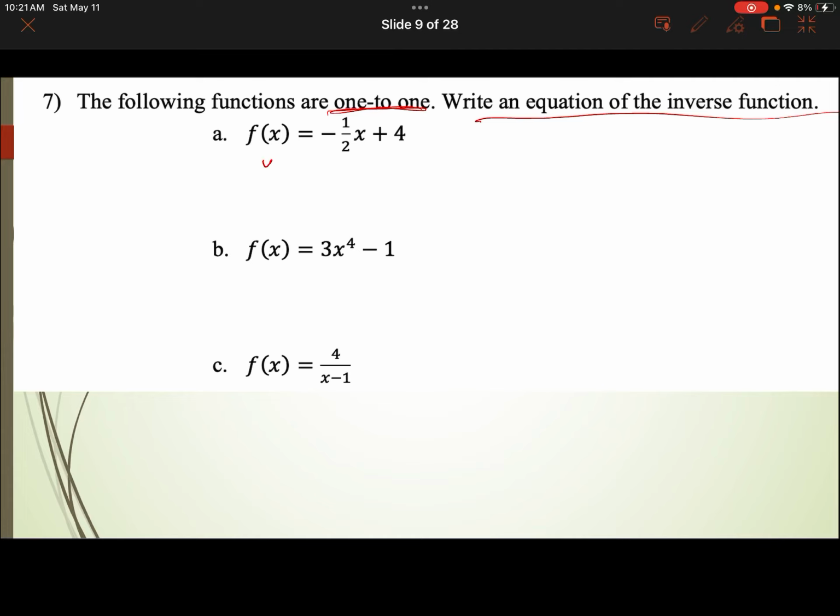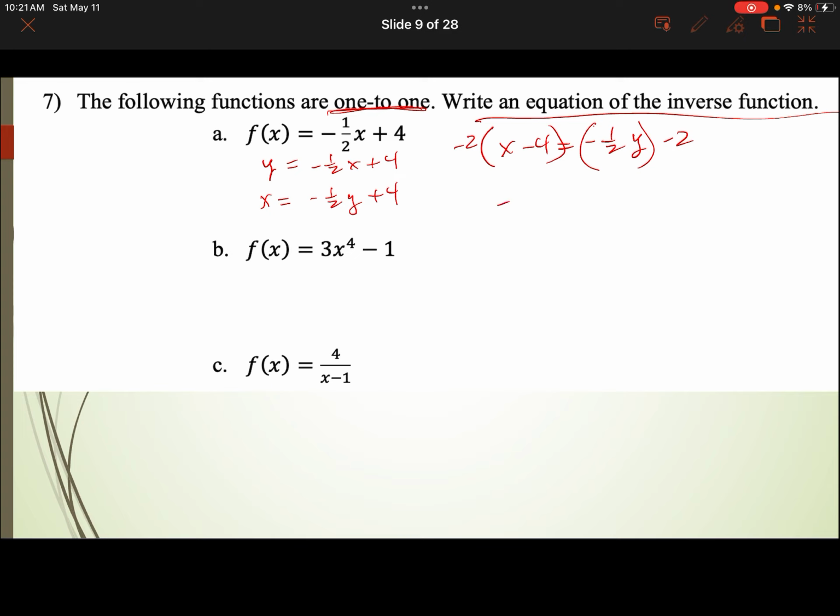First thing we do is change f of x to y. And then I switch x and y. And then solve for y. So now I'm going to minus the 4. And then to get y by itself, I'm going to times both sides by -2.